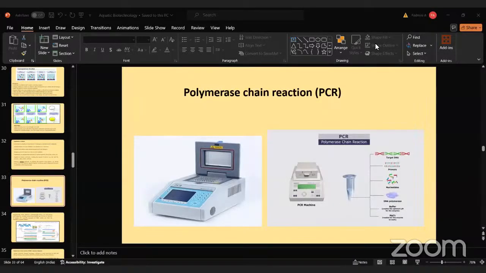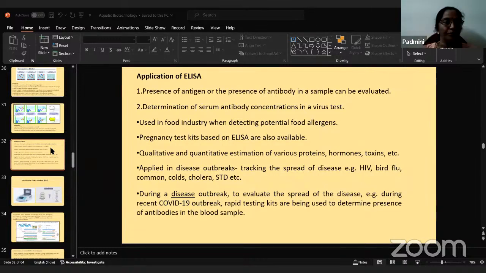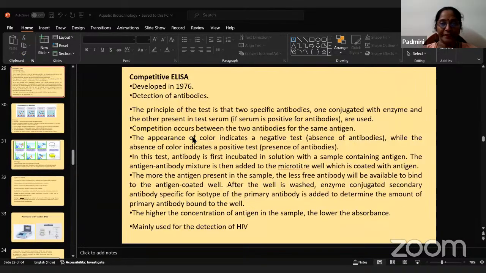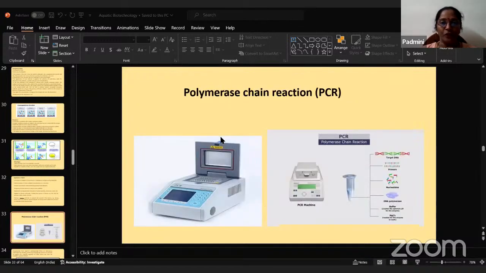Okay, so I suppose we completed talking about ELISA techniques in the last class. We spoke about different types of ELISA techniques: the indirect technique, the sandwich technique, and the competitive ELISA technique. If you're having any doubts in those ELISA techniques, you can just get back to me once again.